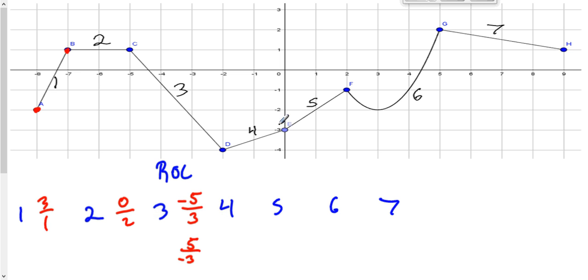Section 4 goes from D to E, that is up 1, right 2. Section 5 is up 2/2, or we notice it's up 1, right 1, simplified.